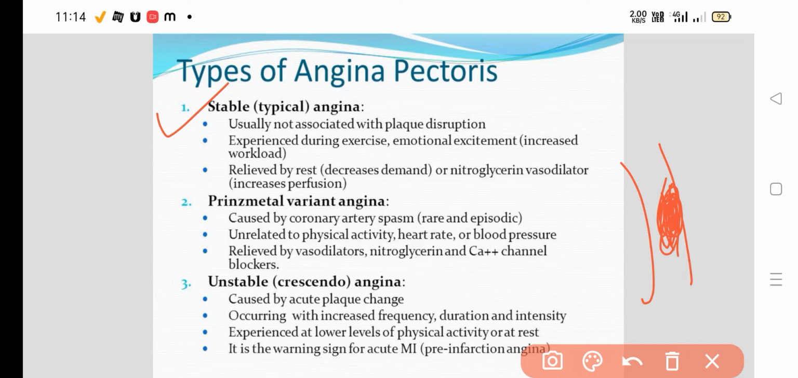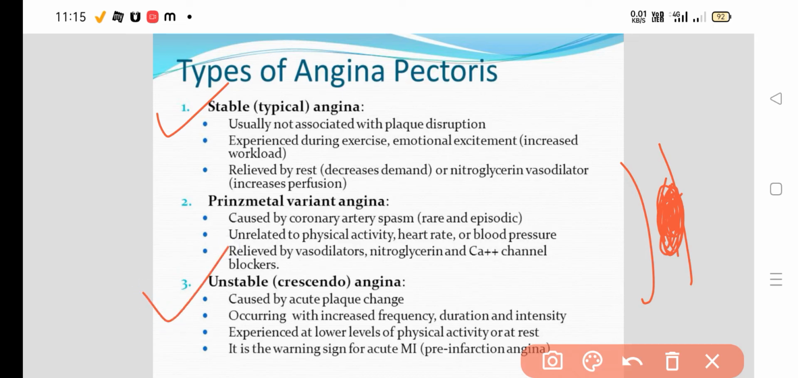The different types of angina pectoris: stable angina, because the atherosclerotic plaque is stable at one place and the margins and surface of the plaque are smooth. This type of pain can be experienced during emotional excitement or during exercise because there is increased workload on the heart, so you will feel the pain. After that, if you take rest, the pain will be relieved because there is decreased demand, or by taking nitroglycerin, which is a vasodilator and increases perfusion.